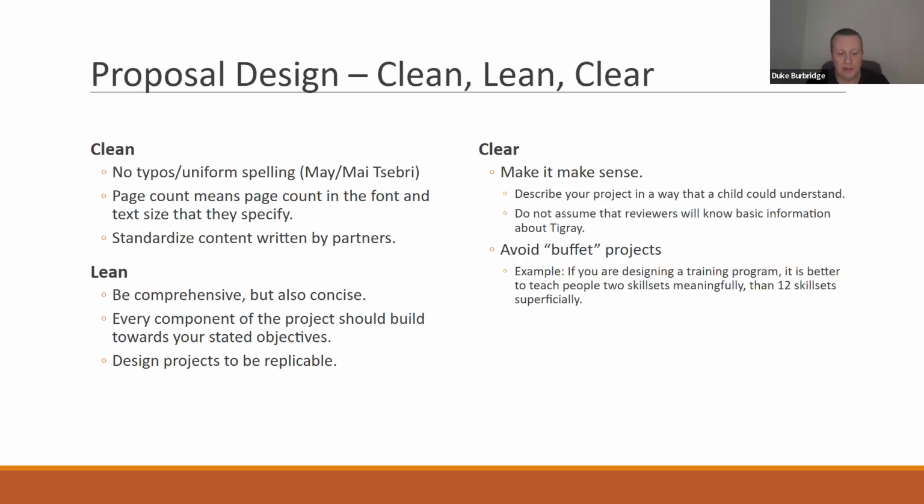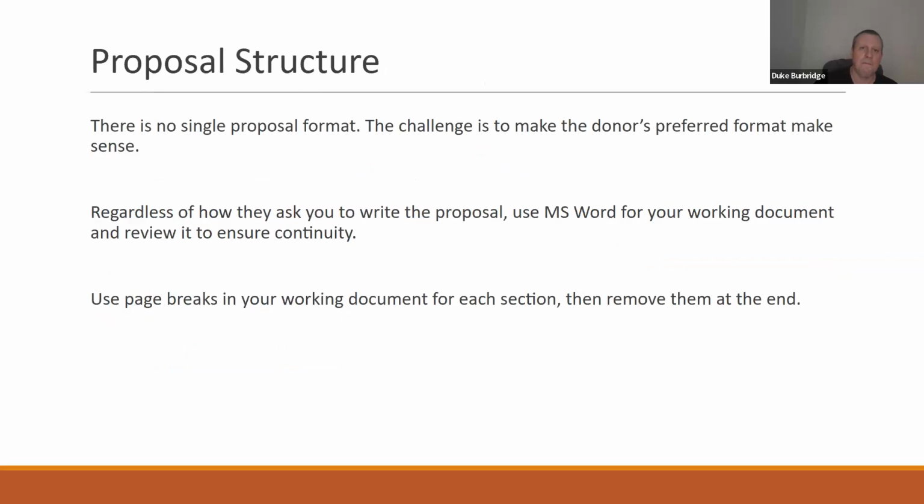You want to make sure that if you have 12 elements in your training program or in your community project, all of those 12 elements make sense, that you have to be able to explain why you needed 12 and not 11. So those are just basic guidelines that you want to follow when you're designing your proposal.